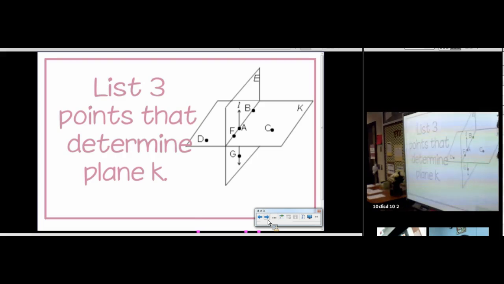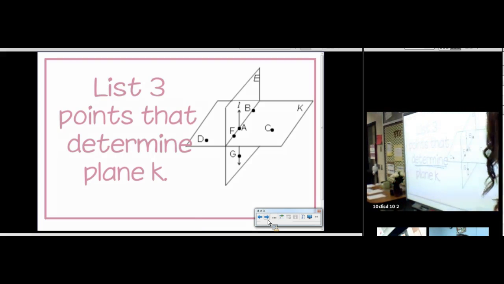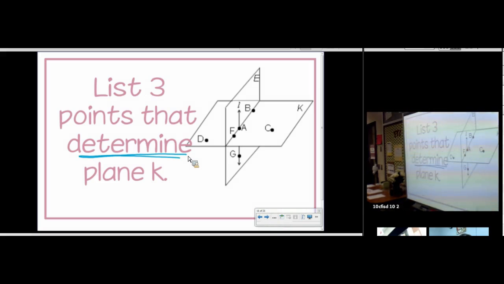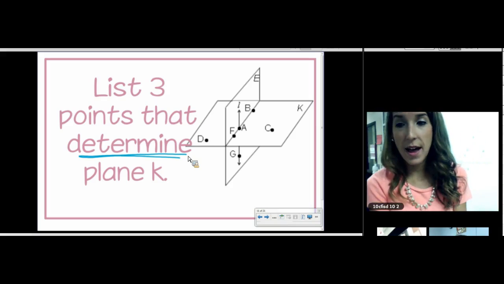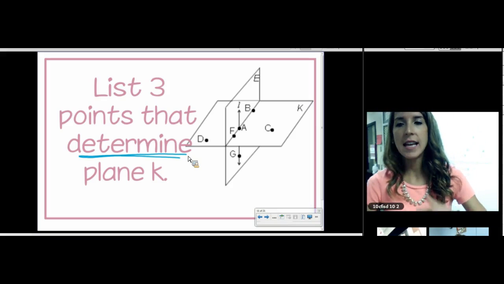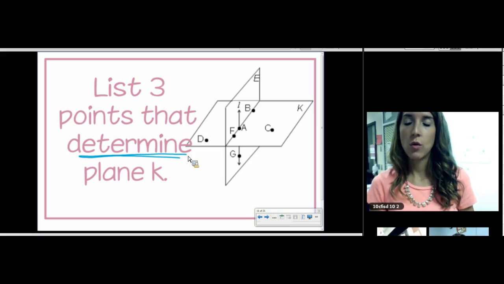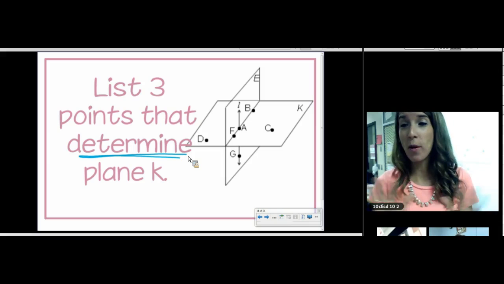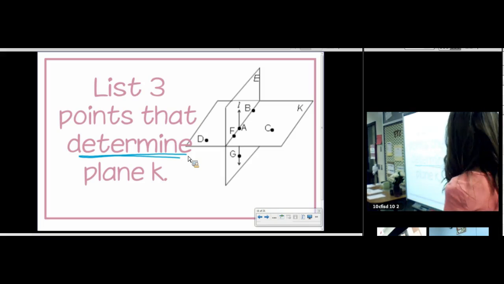List 3 points that determine plane K. So we have to be careful on this one. It didn't say list 3 points that lie in plane K. 3 points that determine plane K. So you can list any 3 points in that plane, but you can't list, here would be some wrong answers.